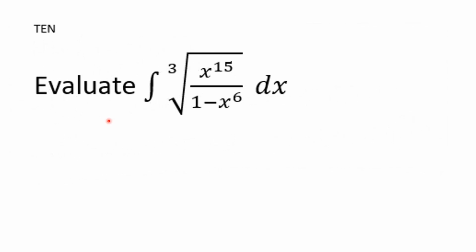Problem number 10, you were to evaluate this integral. Again, this is the cube root of this expression.